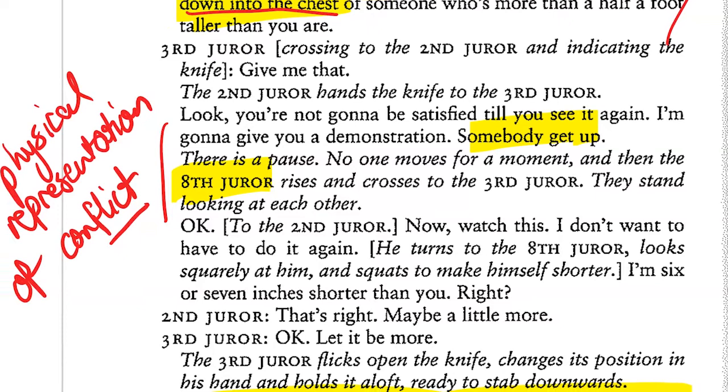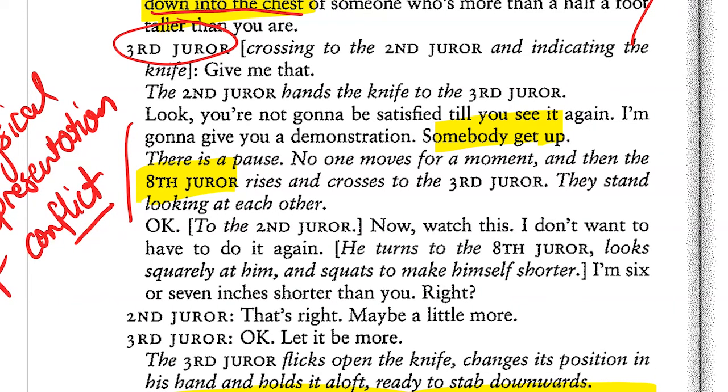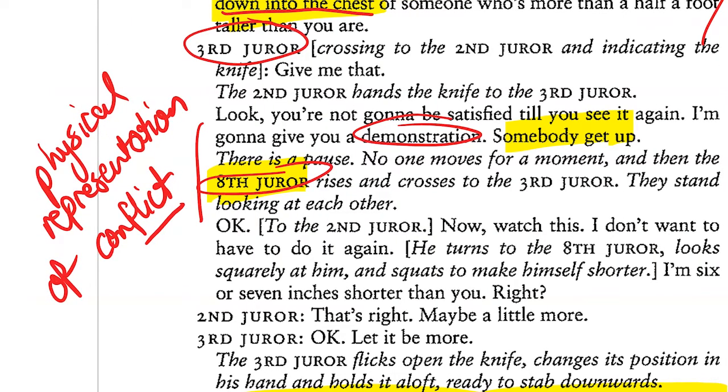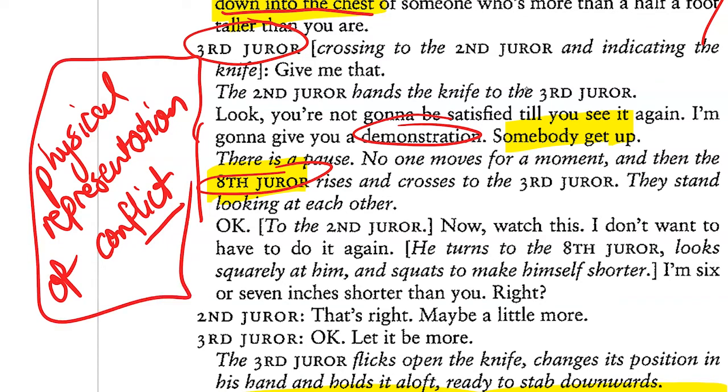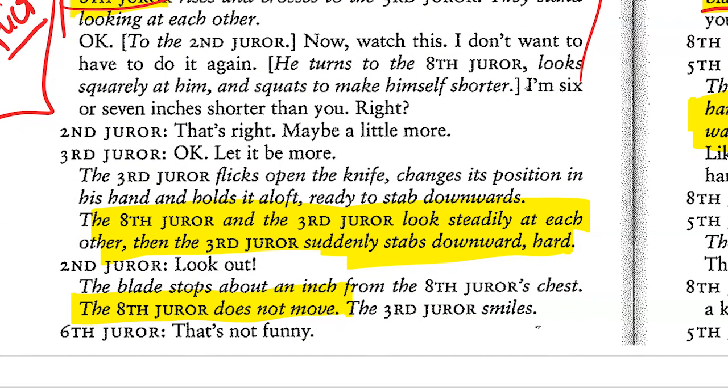Anyway, they give a demonstration. The third juror asks for a volunteer to demonstrate, and the 8th juror, remember I said in the last video that these two are foils, like opposites, antithesis to each other. Here, the stage directions indicate it quite beautifully: they have a physical representation of those conflicting views, as the 3rd juror demonstrates how he would stab downwards. He grabs the knife and suddenly stabs downwards hard.